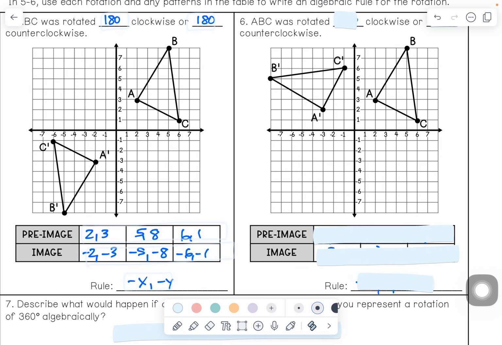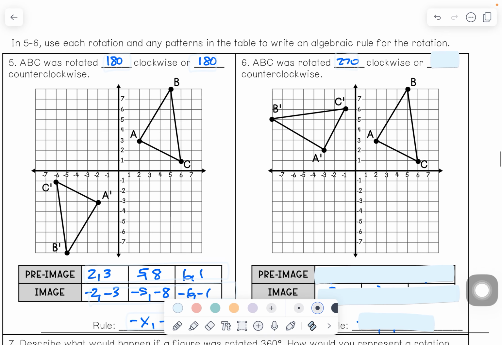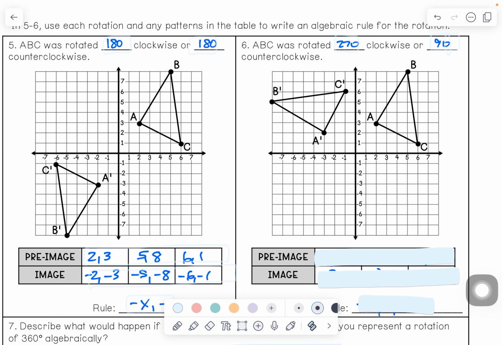Describe what would happen if a figure rotated 360. Hopefully you realize that that would be exactly the same. So your algebraic expression would just be x, y. Now they're trying to get us to do this and just think about it without a picture.